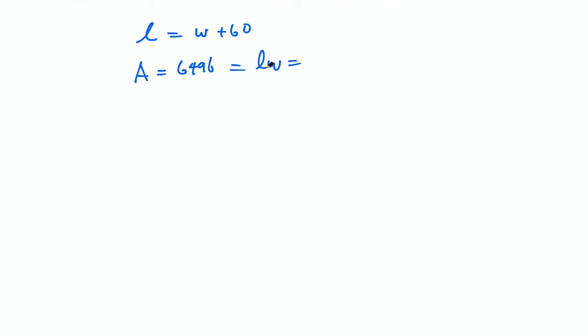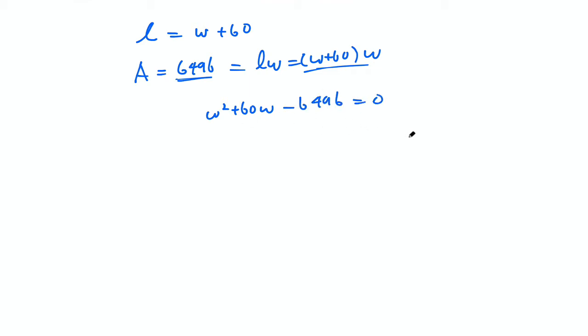And that's going to be just, right? Length is W plus 60. So W plus 60 times the width. So these two parts, right? If I expand this, I get W squared plus 60W. Move this to the other side and I get minus 6,496.